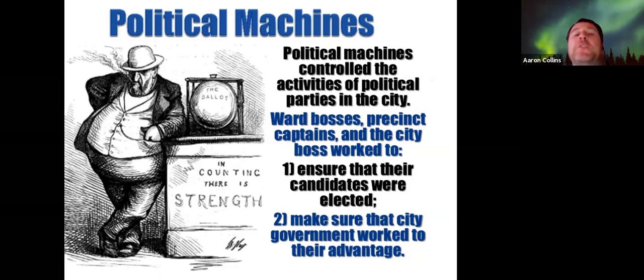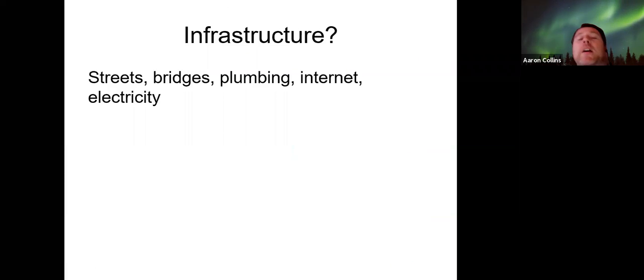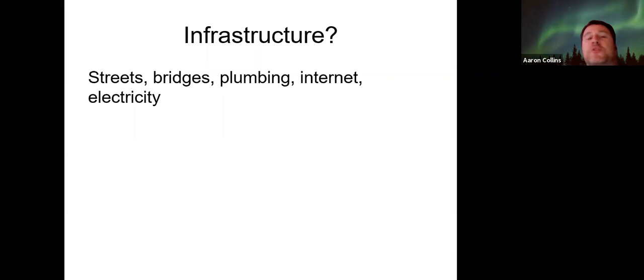Voted for me. So if you don't know what this word means, go ahead and write it down. Infrastructure: streets, bridges, plumbing. So the political machines would help infrastructure to neighborhoods who voted for them. But if you didn't vote for them, then they would withhold infrastructure. Okay.